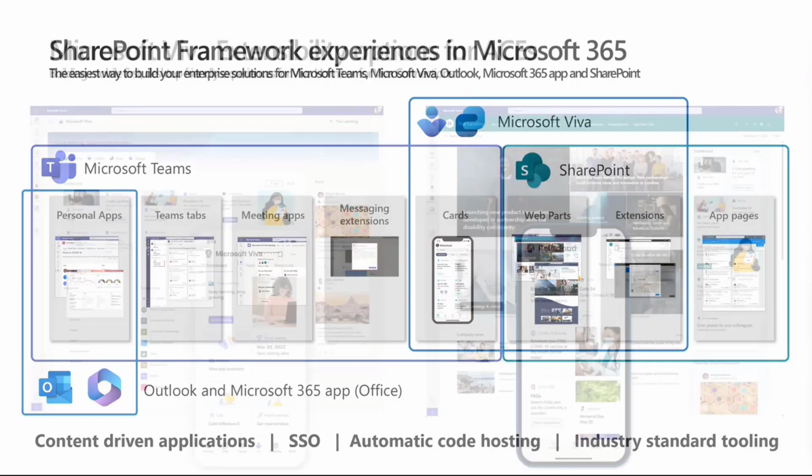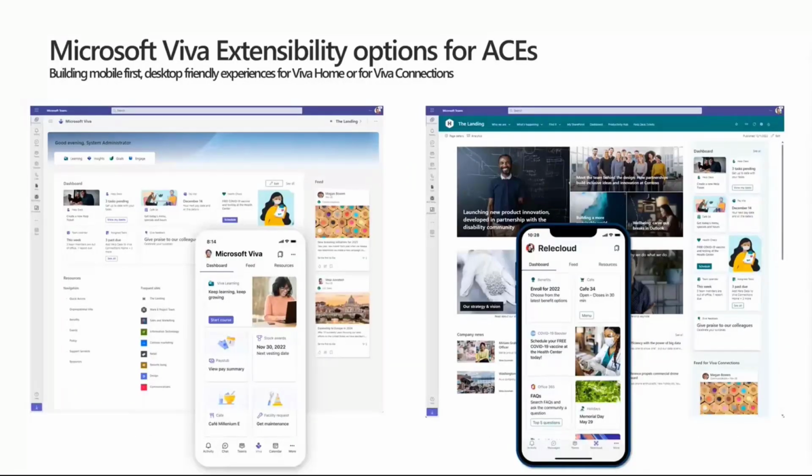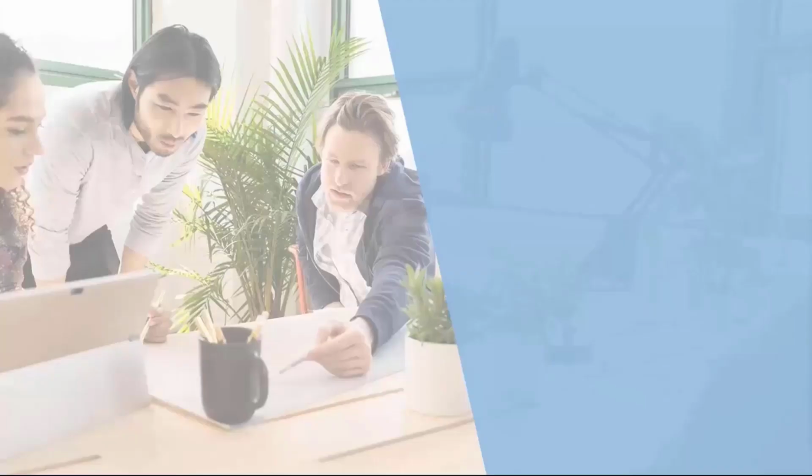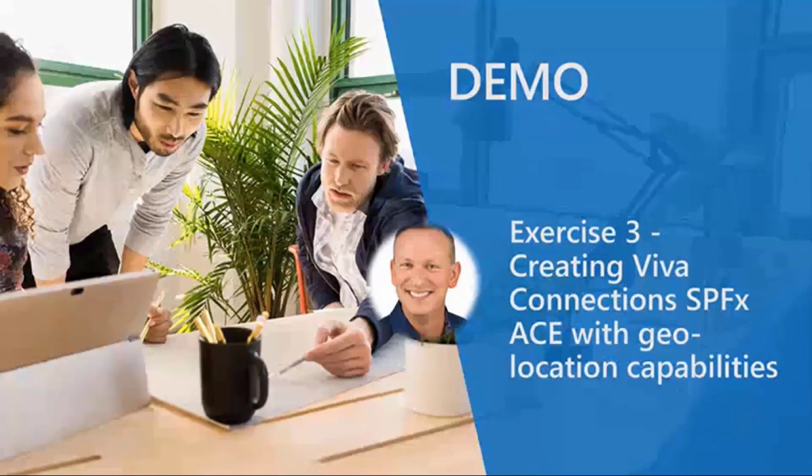The ACE module really focuses on Microsoft Viva extensibility. So how can you extend and modify the frontline workers' experiences in mobile, or the information worker experiences in mobile, and also the desktop experiences, those small cards which we can see in the desktop or in the mobile experiences. This is module 3 in that Learn module, which is available for you. Again, I will put the link in the chat in a second. Exercise 3 is really about creating geolocation capabilities with SPFx for Microsoft Viva Connections and Viva Home. And I will let Andrew Connell from Voitanos take it over from here.